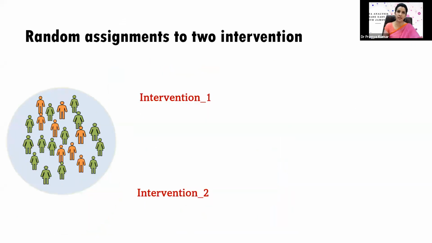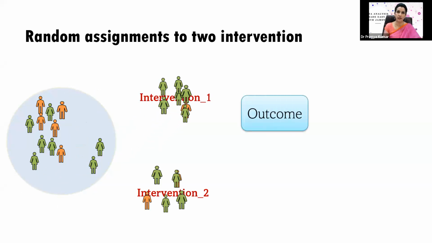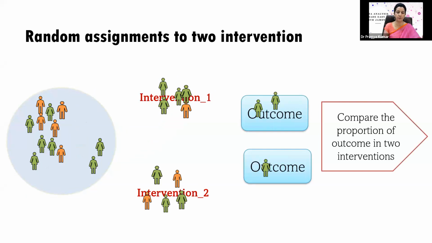The second type of research design could be random assignment of two interventions. Like in a randomized control trial, I can assign a few people to intervention 1 and a few people to intervention 2. If I do such random assignment and measure the outcome in both groups, the control group or intervention 1 and intervention 2, and I see the difference in proportion of the outcome in the two interventions, then, although we started with a set of people, there are two different groups and I want to see the outcome. So this chi-square test of two proportions can be used.